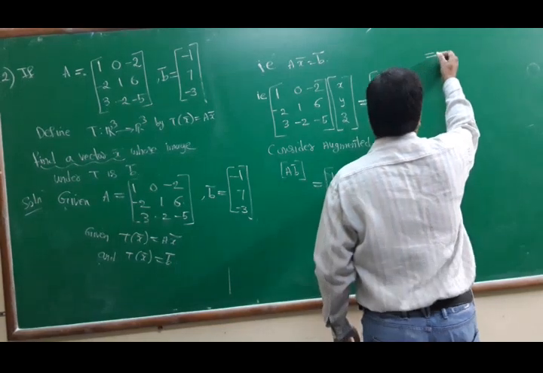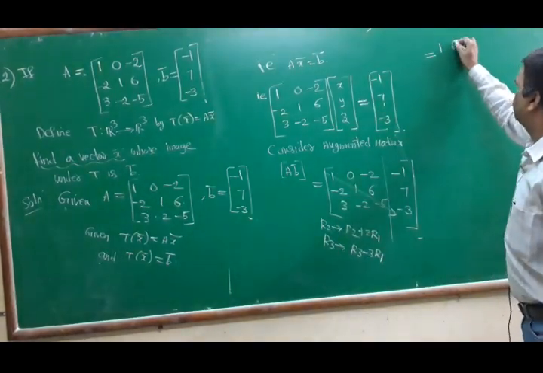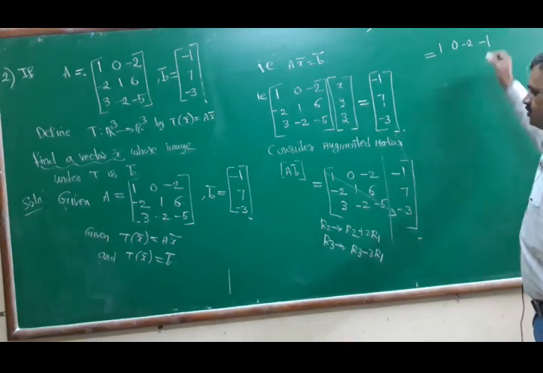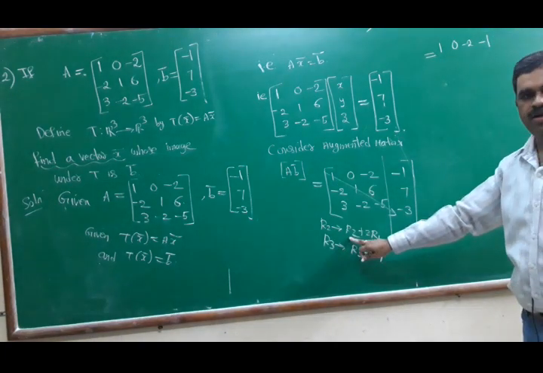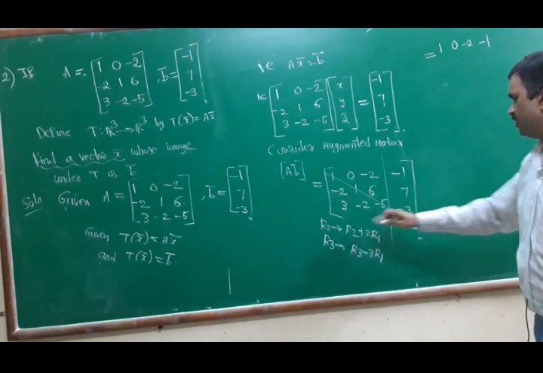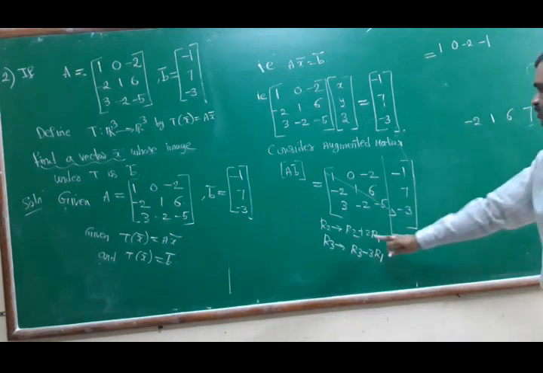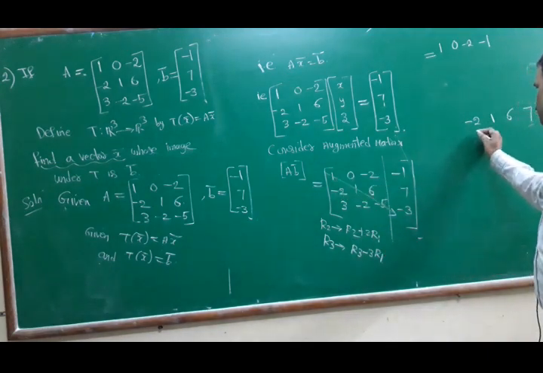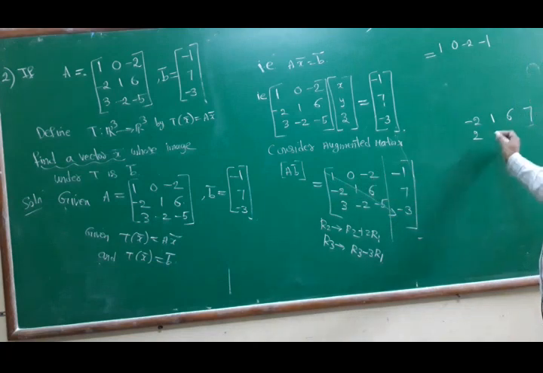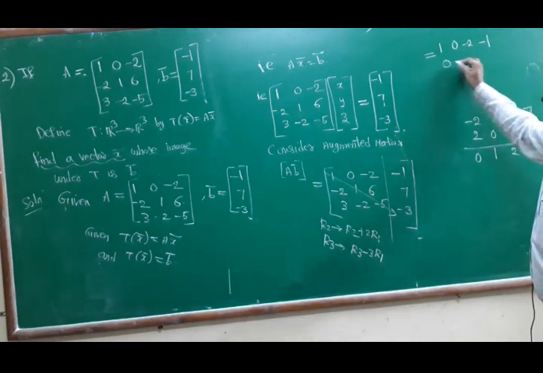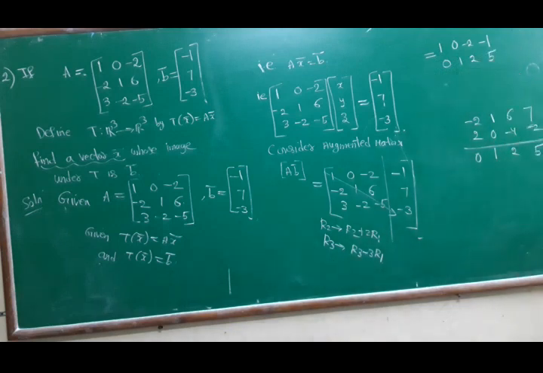First row, copy it as it is: 1 0 minus 2 minus 1. Second row is R2 plus 2R1. First we write R2: minus 2, 1, 6, 7. Then 2 times R1: 2 times 1 is 2, 0, again 2 times minus 2 is minus 4, and minus 2. We have the plus operation, so simply add it: 0, 1, 2, 5. Second row is over.